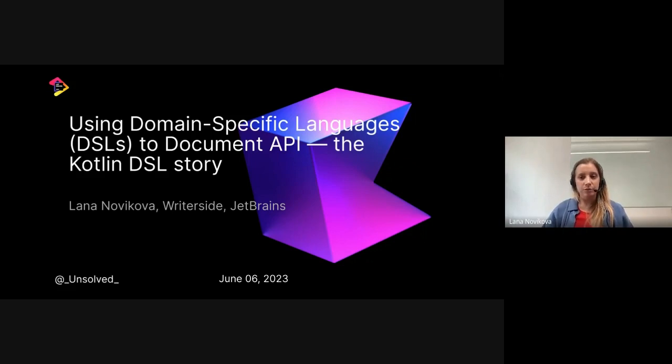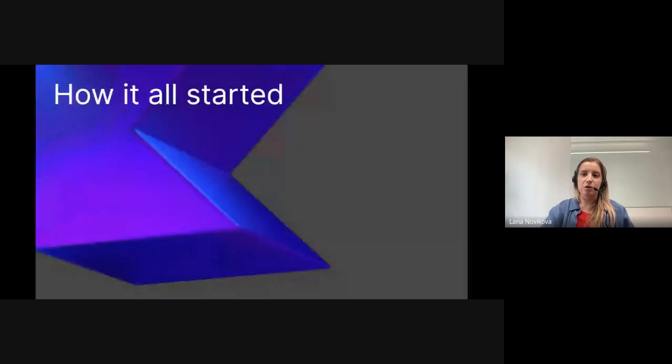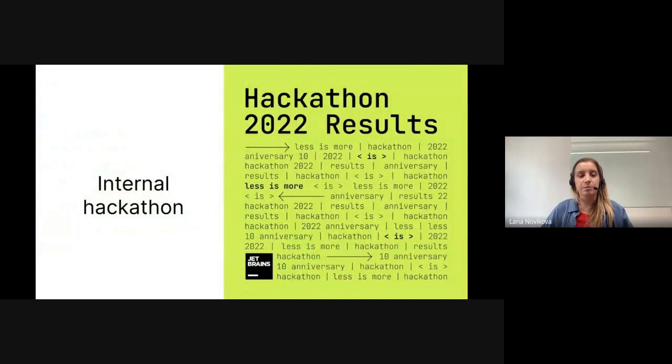We tried using domain-specific languages, specifically Kotlin DSL, to write API documentation and documentation in general. So how it all started: my fellow colleagues and I participated in the internal hackathon. It takes place at JetBrains every year, and it is a safe space for experiments where you can apply anything to the company products or to the company in general. So this is not a new idea.